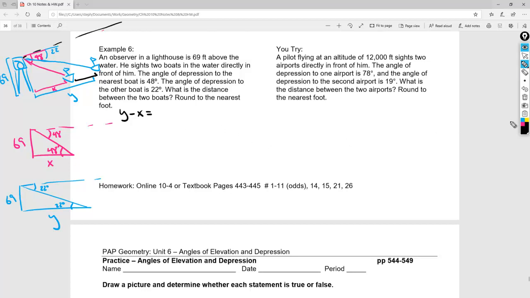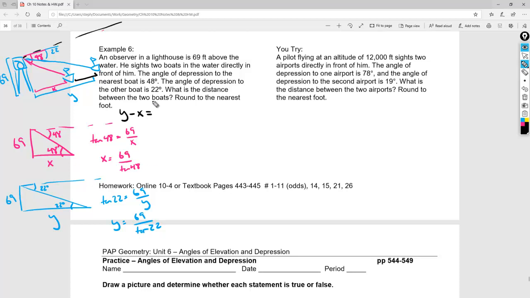So to set that up, let's solve each of our triangles. Again, I have an opposite and I have an adjacent. So to solve for x, I can set up tangent of 48 is equal to 69 over x, which means that x is going to be 69 over tangent of 48. We'll just leave it like that for now. Now same thing with my blue triangle. I can set up tangent of 22 is equal to 69 over y, meaning y is going to be 69 over tangent of 22.